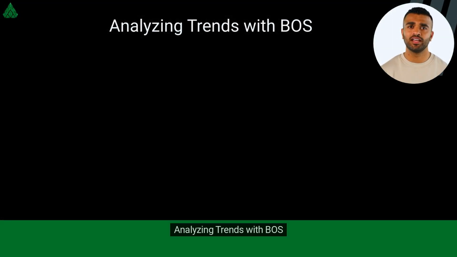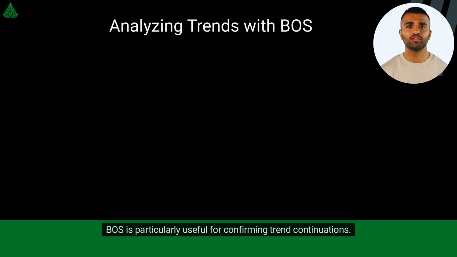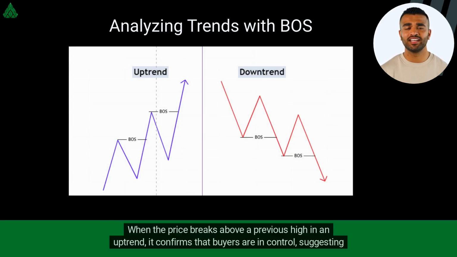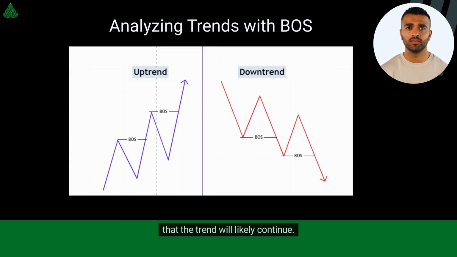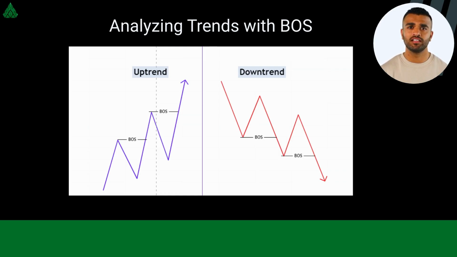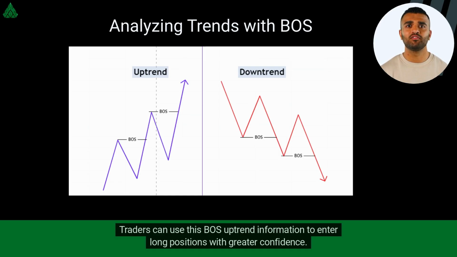Analyzing trends with BOS. BOS is particularly useful for confirming trend continuations. When the price breaks above a previous high in an uptrend, it confirms that buyers are in control, suggesting that the trend will likely continue. And BOS in a downtrend suggests the continuation similarly. Traders can use this BOS uptrend information to enter long positions with greater confidence.